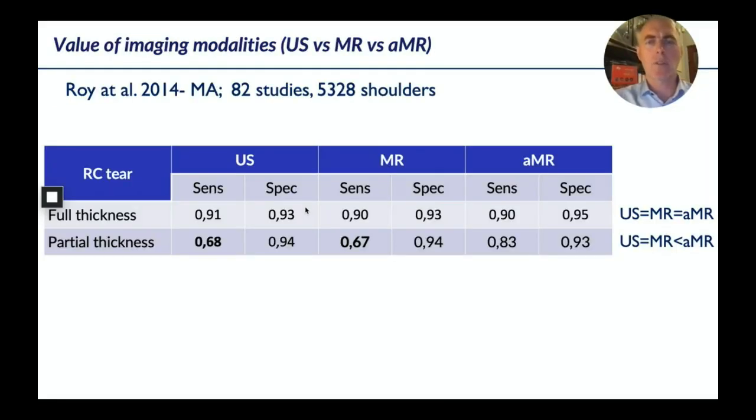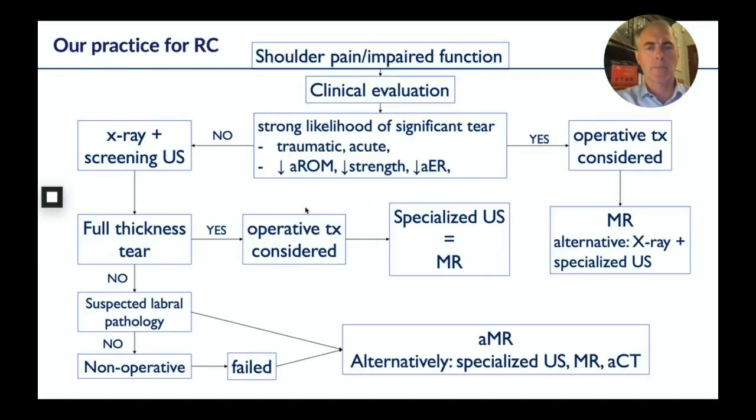There have been several studies comparing the value of the ultrasound scan, MRI, and arthro-MRI for detection of cuff tears, and it has been shown that either technique is very good for detection of full thickness tears, and partial tears may be better detected by arthro-MRI.